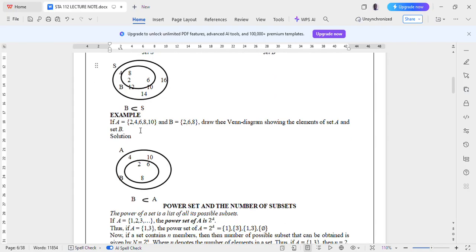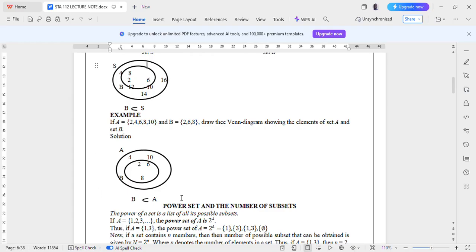If A is 2, 4, 6, 8, and 10, and B is 2, 6, 8, we have to draw a Venn diagram to show the elements of set A and set B. This is the solution. You can see the smaller ring. What elements do we have there? 2, 6, 8. Then you can see the bigger one. In A we have 2, 4, 6, 8, 10. In B we have 2, 6, 8. Then the remaining ones are 4 and 10.